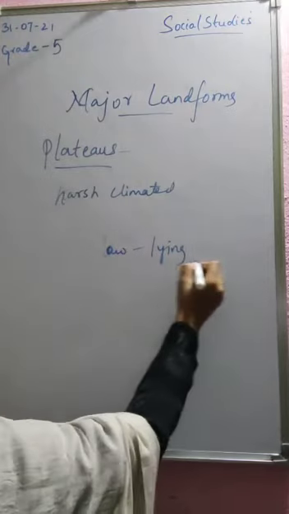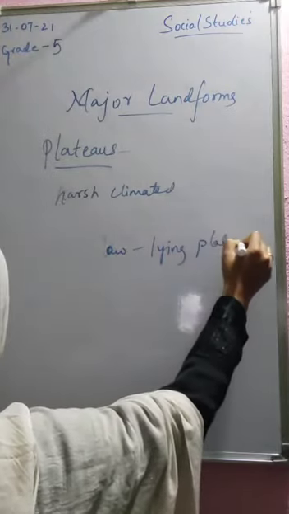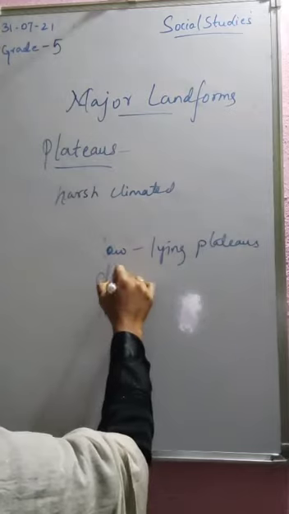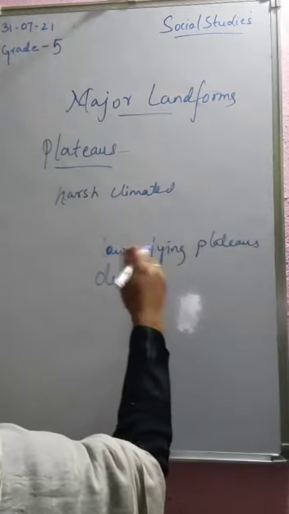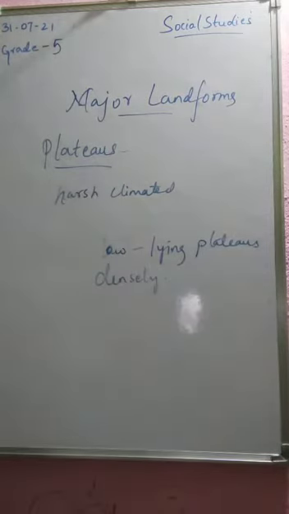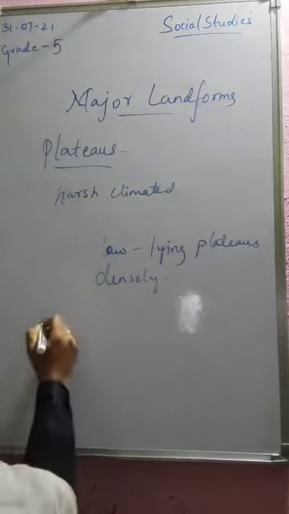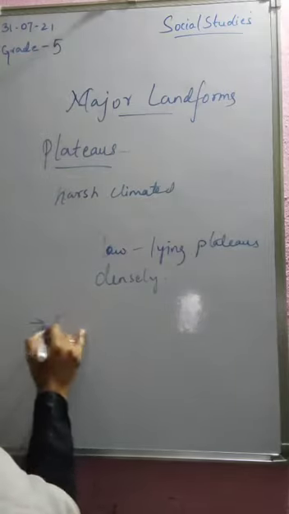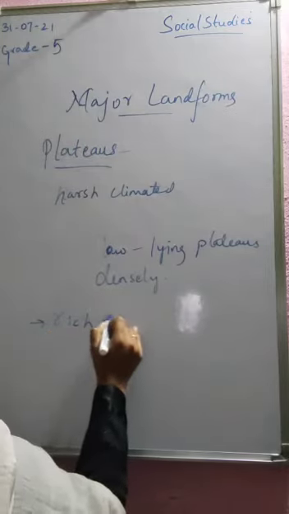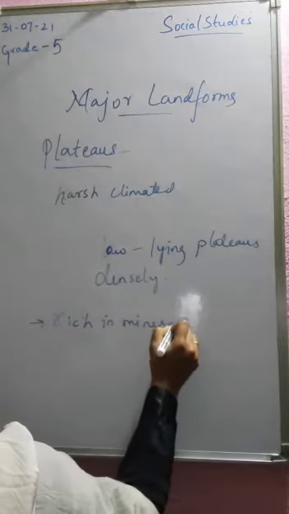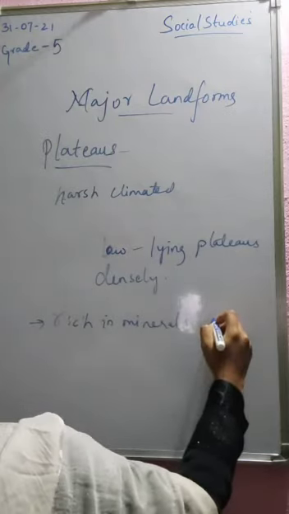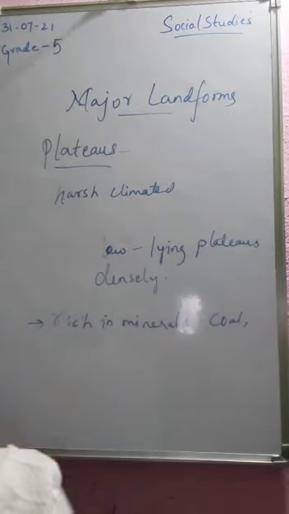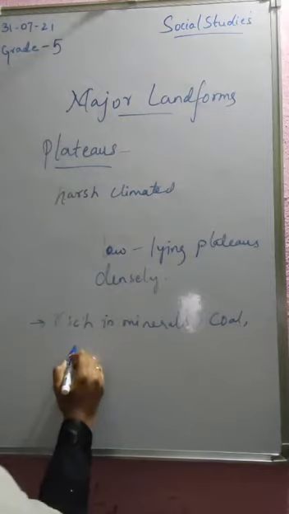So the low lying plateau area is densely populated compared to the higher, upper area. What would be the reason? Due to the climate, the climatic conditions. Then there are plateau regions which are rich in mineral resources like coal, iron, copper.